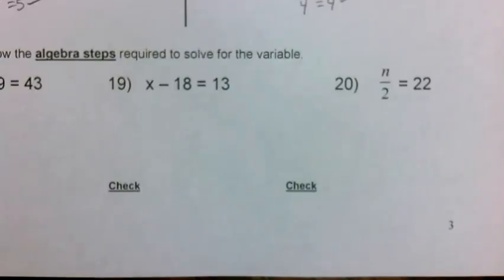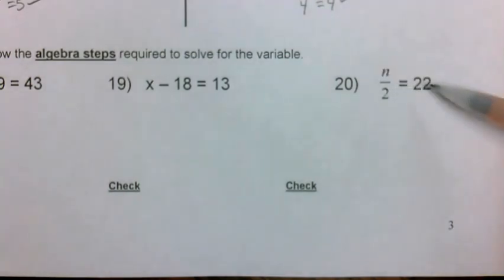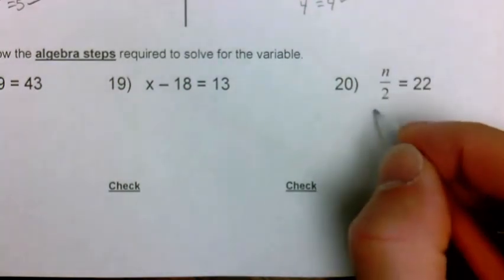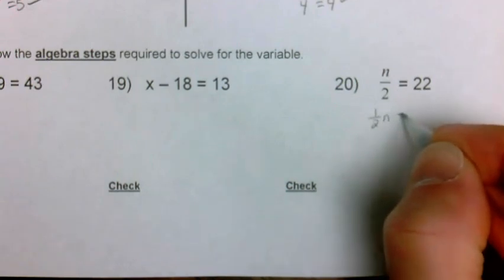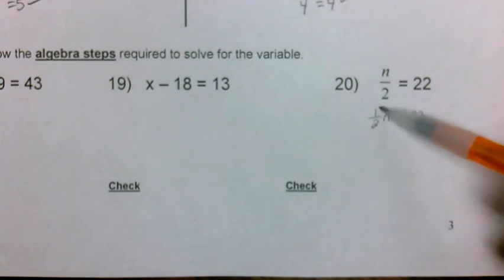Let's look at a few more equations that have fractions in them. We're going to look at this example right here. It says n divided by 2 is equal to 22. And remember, n divided by 2 is the same as doing 1/2 times n, which equals 22. Okay, so we have a fraction multiplying the variable. So in order to get the value of 1n, I'm going to multiply by the fraction's reciprocal.